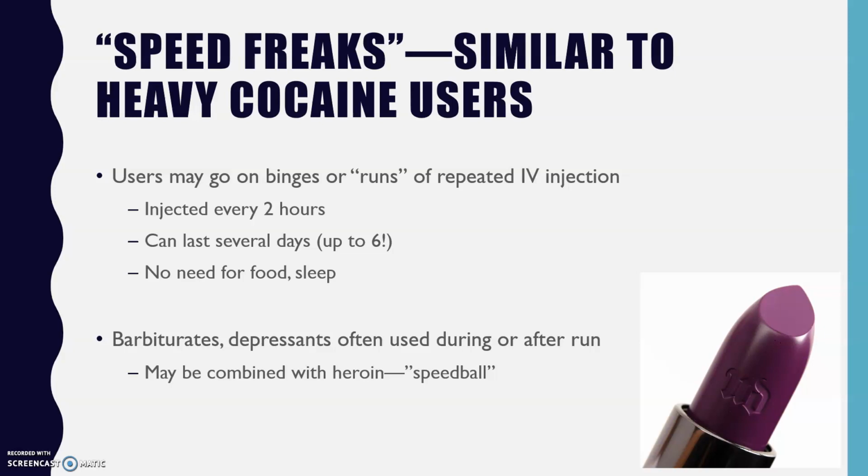The same is true for people who are abusing amphetamines, and sometimes they're referred to as speed freaks. They're very similar in respect to heavy cocaine users. Generally, they will go on binges or runs of repeated injection. They will typically inject maybe every 2 hours or so. This can last for up to several days. I think probably one of the longest binges that was reported was a binge of 6 days.